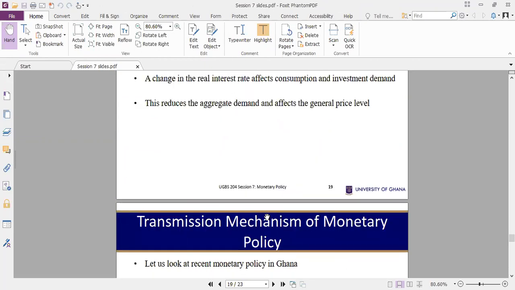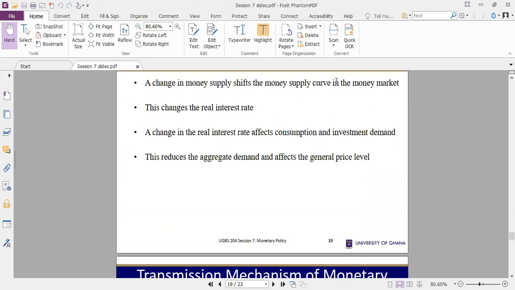So when there is a change in money supply, it shifts the money supply curve in the market. We are going to learn the changes very soon. It is either going to increase the interest rate or decrease the interest rate. And a change in the real interest rate affects consumption and investment. So we are going to understand how it either increases or decreases aggregate demand and also affects our general price level.